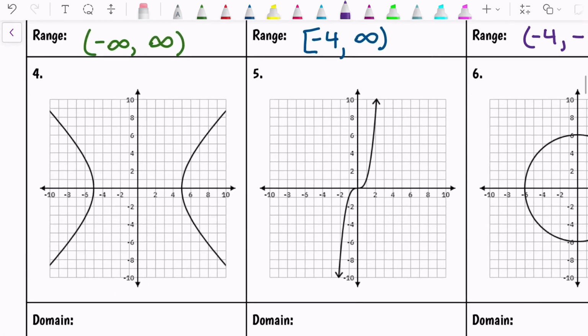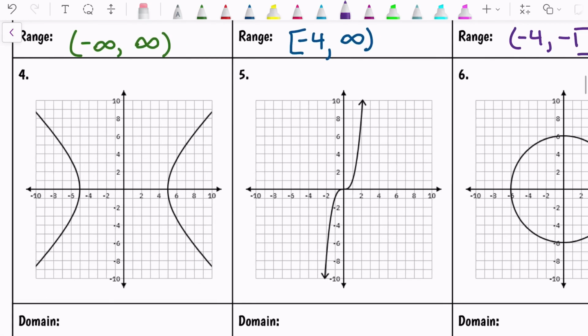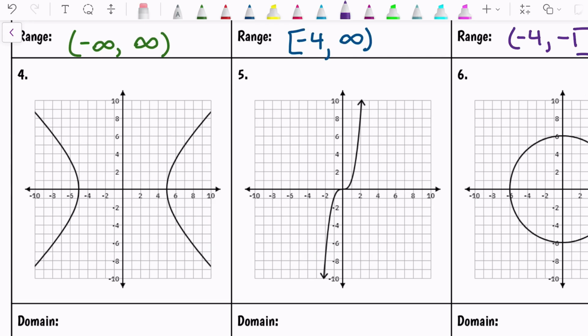All right, number 4. Let's go ahead and draw some arrows on the ends of this graph. It should have them. It's continuing on. They just got cut off. The domain for this function is very unique because, as you can see, there's no graph in the middle of these two pieces. And so there's no x values that are a part of the domain in between those. And so it goes left forever because these arrows are pointing left forever.